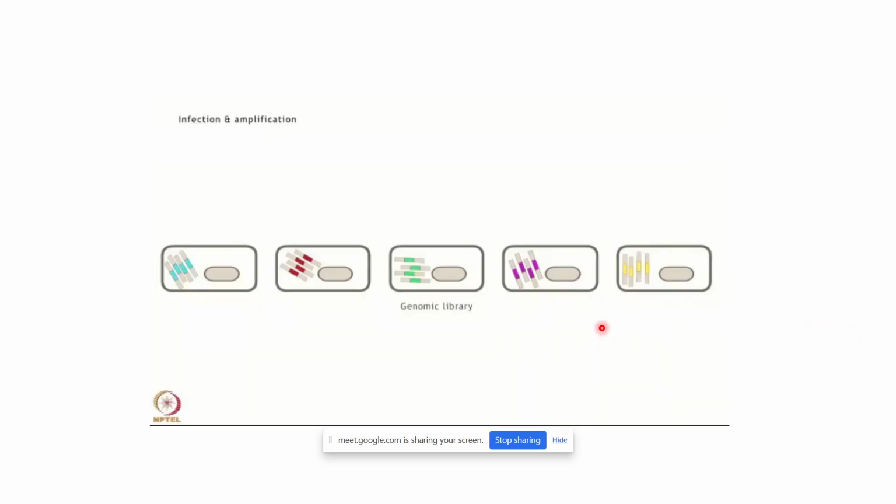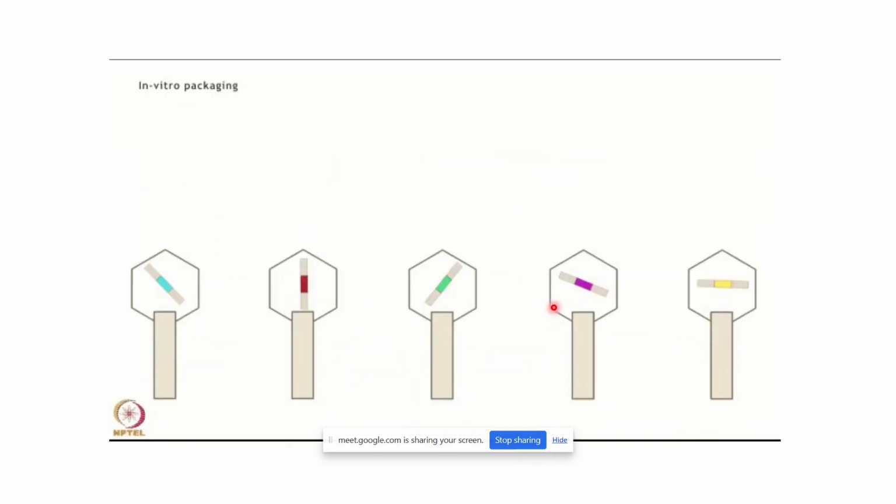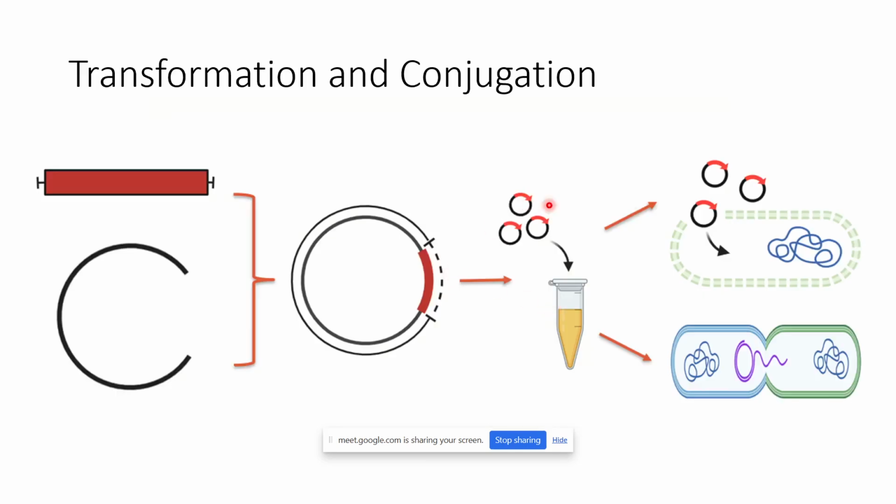So there are three different ways to send this plasmid into an organism. This process is called transduction. This process is called transformation, and this process is called conjugation. These are three different ways to send this plasmid into an organism for engineering, making the organism express the gene of interest which you want.